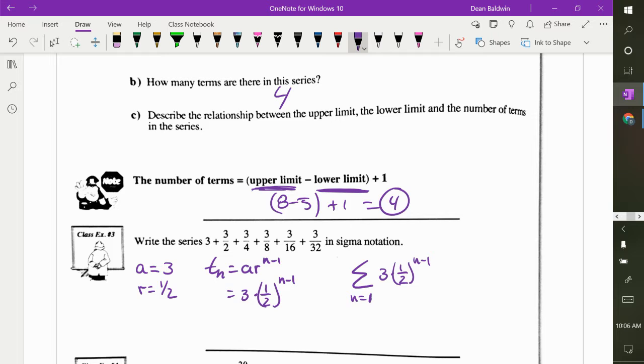What's my upper limit? 6. How many terms are there? 1, 2, 3, 4, 5, 6 terms. So check your answer though. If I put 6 in, what's 6 minus 1? 5. What's 1/2 to the 5th? 1 over 32. 1 over 32 times 3 is going to be 3 over 32. So you can always check your answer.